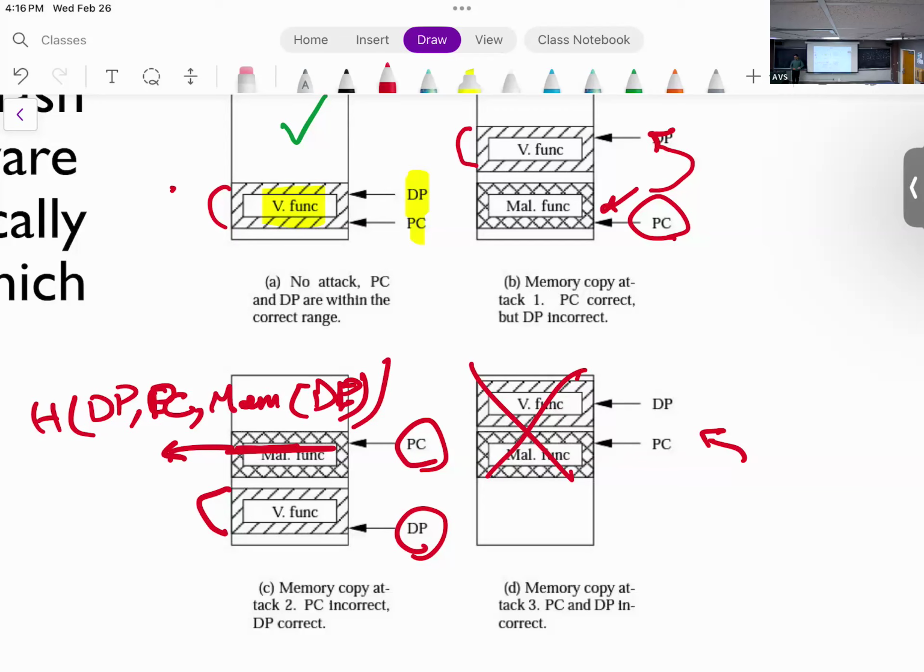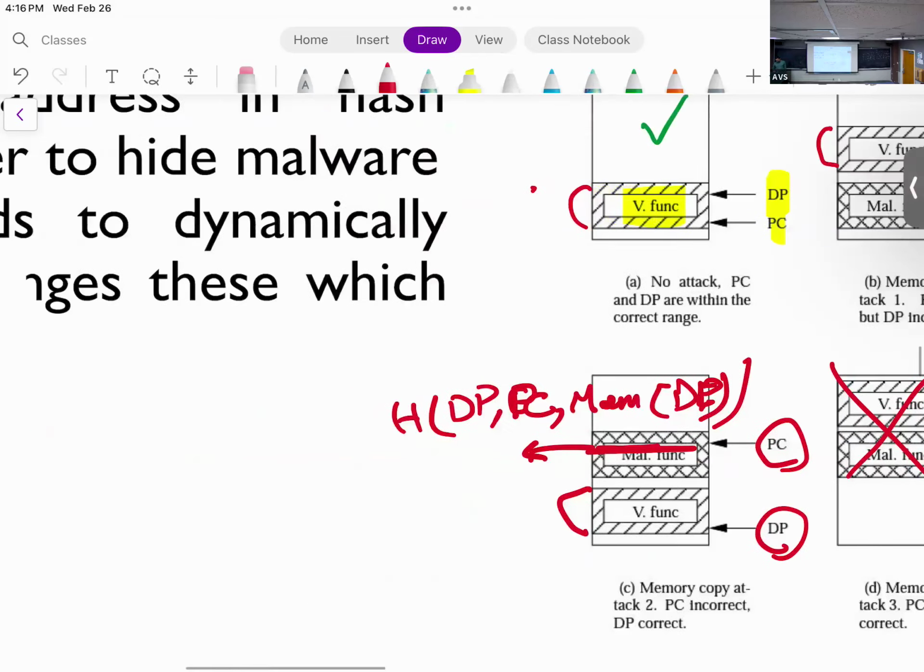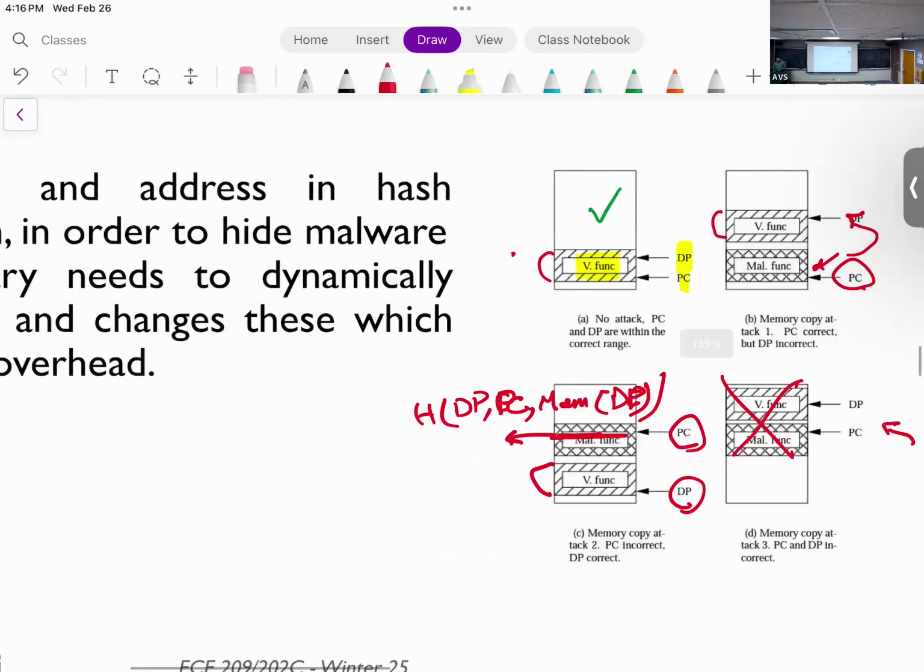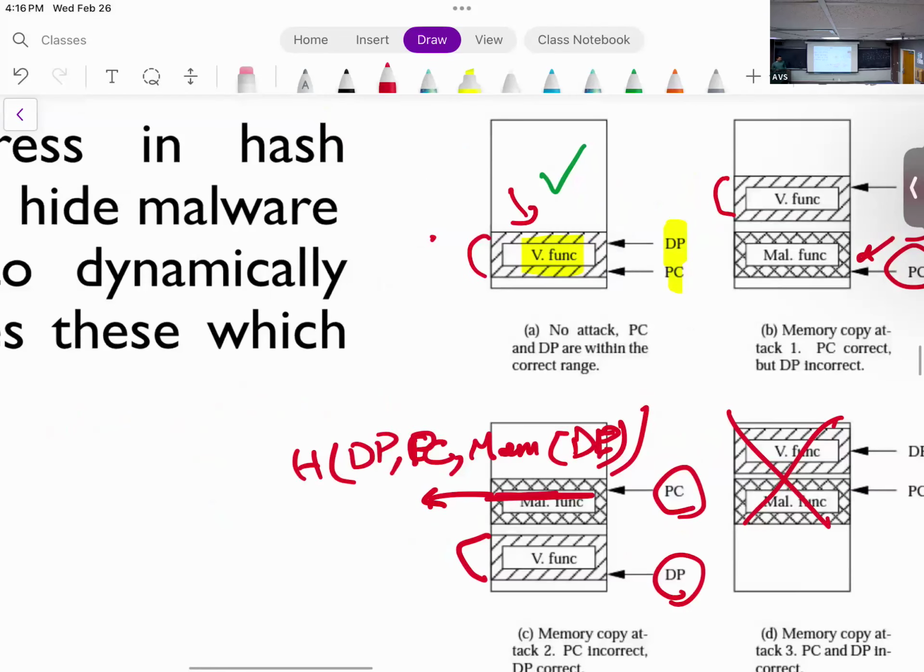The reason that we include both is that we want to make sure that the address that we are reading from is correct. That gives us the DP. And we want to make sure that the instruction that we are running is also from the original instruction that we know. That's why we include PC. So we include three things in our hash function. And this way we guarantee that only this will work.